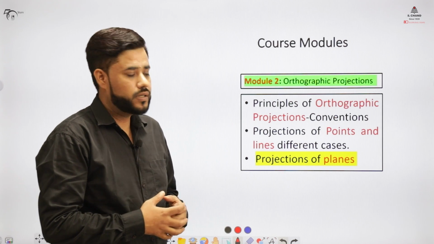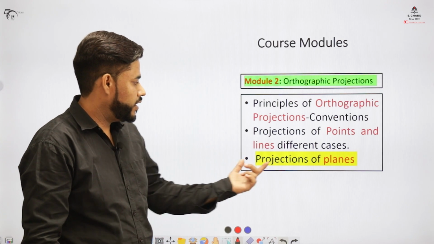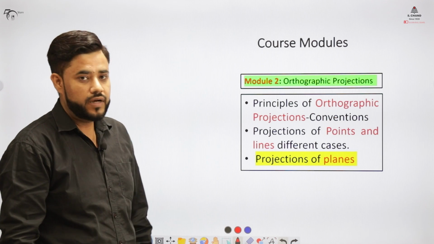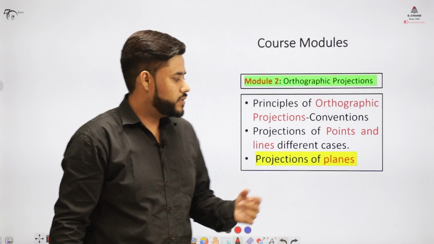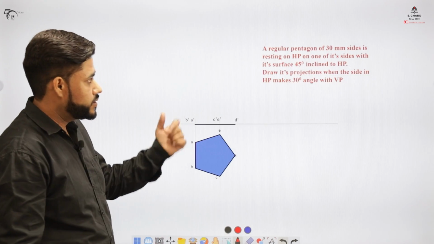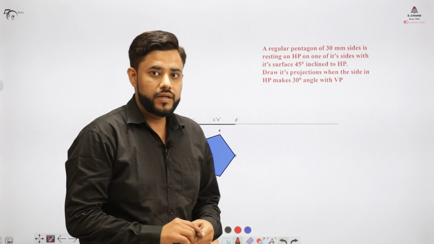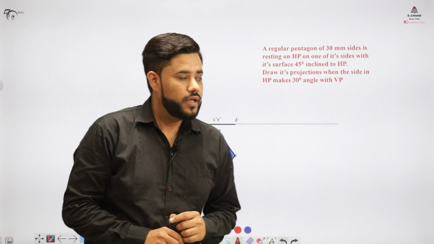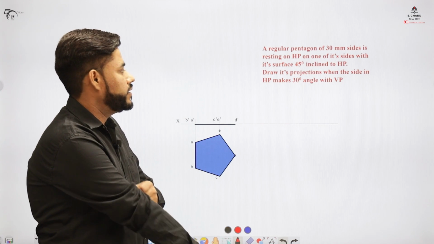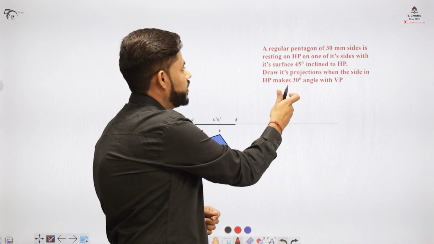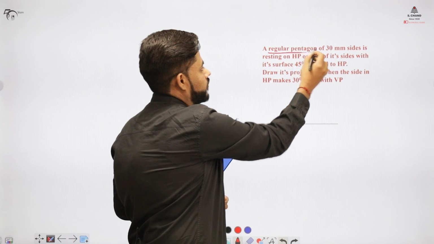Before coming to that part, let me just tell you that we are on projection of planes and we are covering another example which is based on the similar concept. So this is the example that I was talking about. In my previous video, I have taken an example of a rectangle. Now I'll take an example of a pentagon. A pentagon in this case is a regular one.